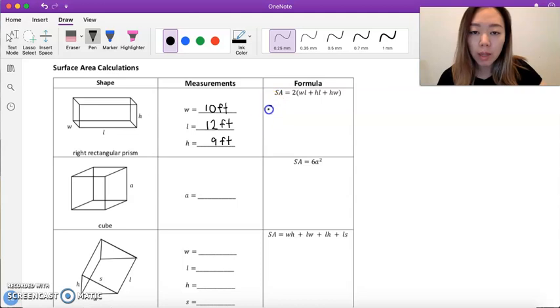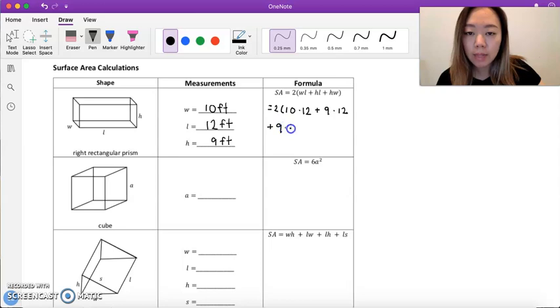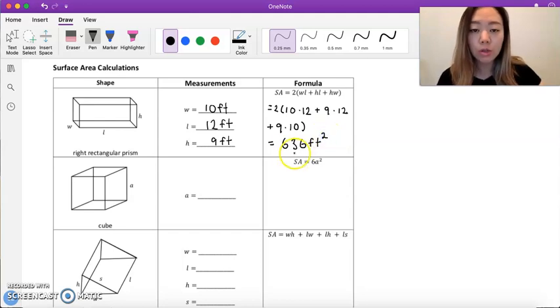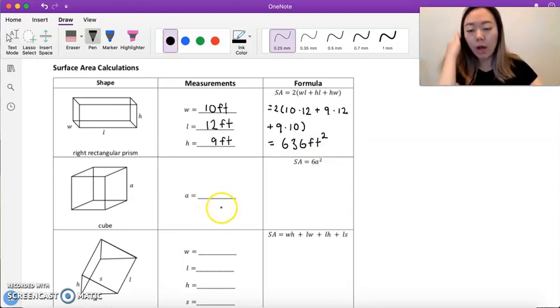So all we're going to do is plug it in. That's 2 times width 10 times length 12, plus height 9 times 12, plus height times width, so that's 9 times 10. Then you plug it into the calculator and you get 636. Don't forget your units. Here we're talking about feet. And in surface area, because it's area, the exponent is 2. So our final answer is 636 feet squared. That's it.